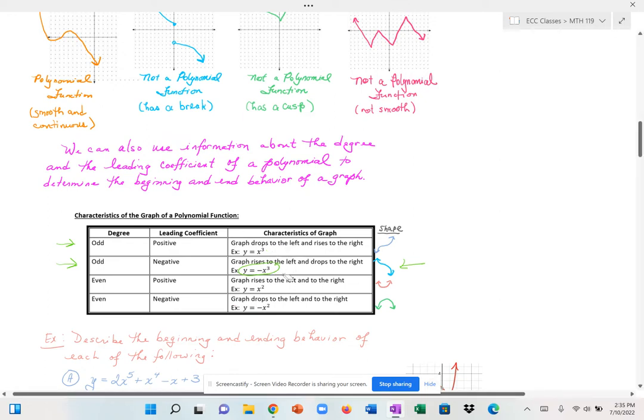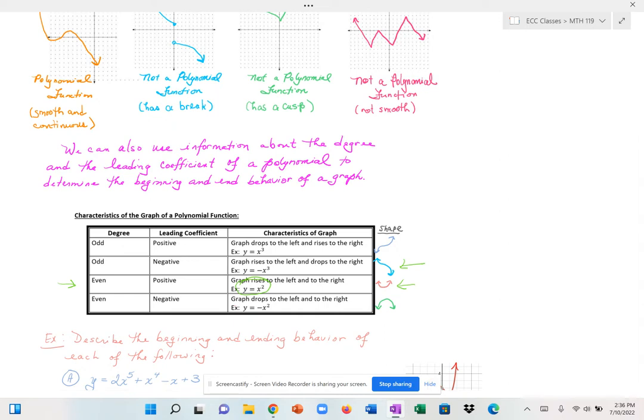When you have an even degree, like a degree of 2, 4, 6, 8, etc., and your leading coefficient is positive, then the graph will rise to the left and to the right. My example is just the parabola y equals x squared, which we've drawn many times in previous lessons. That rises left and rises right. So the beginning and ending behavior are the same when you have an even degree.